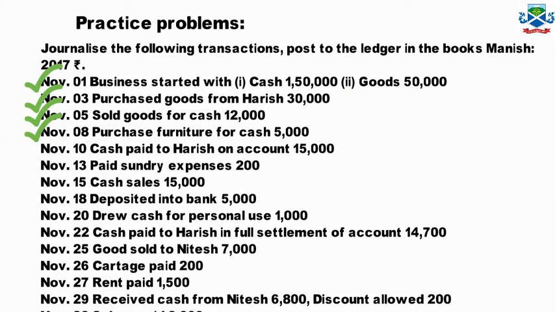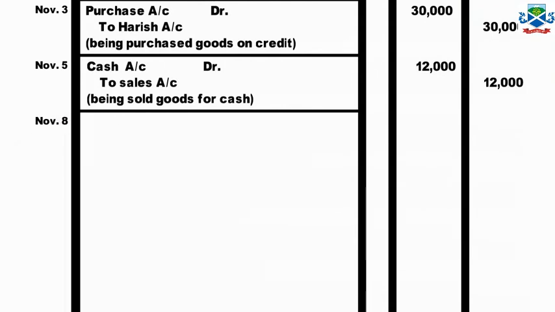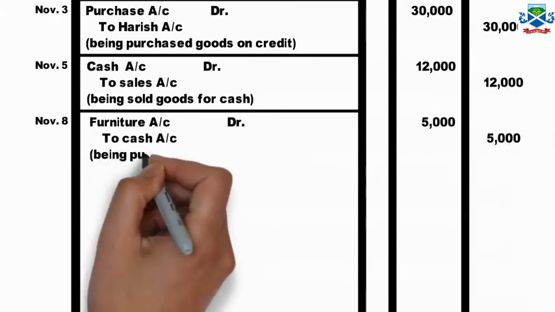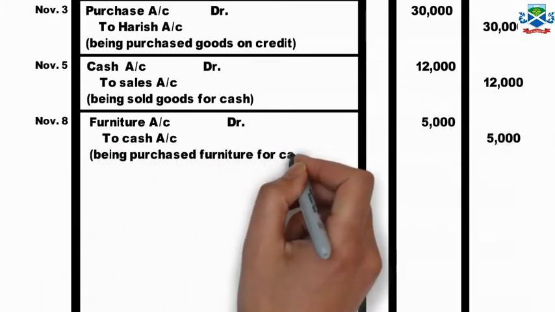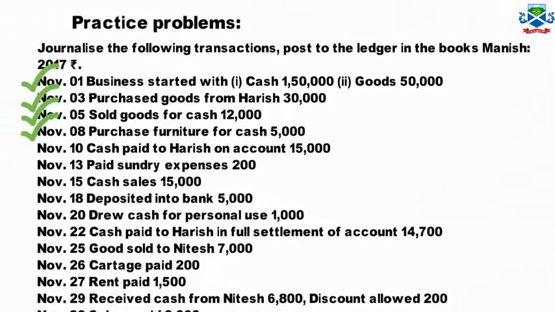Fourth journal entry is purchase furniture for cash rupees 5,000. So furniture is an asset. Assets come into the business, assets increase, real account debit what comes in. So furniture account debit to cash, cash is paid out, that is credit what goes out, real account rules. So furniture account debit 5,000 to cash 5,000.